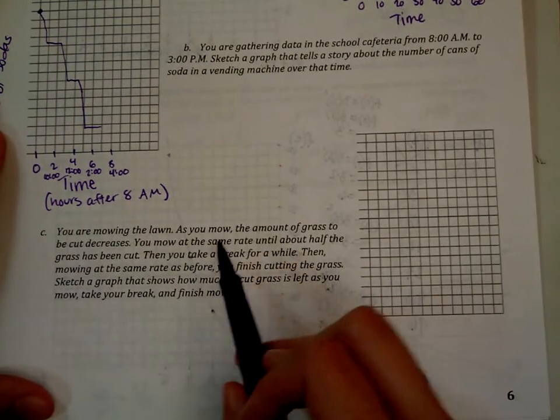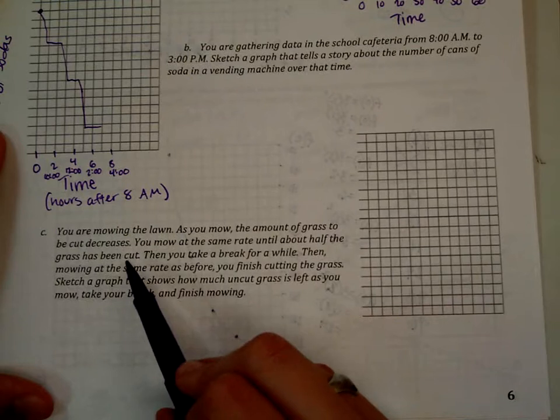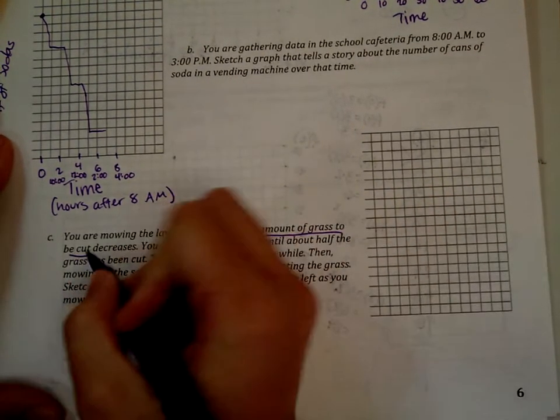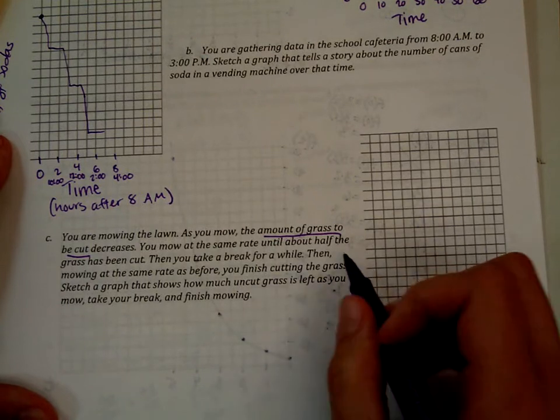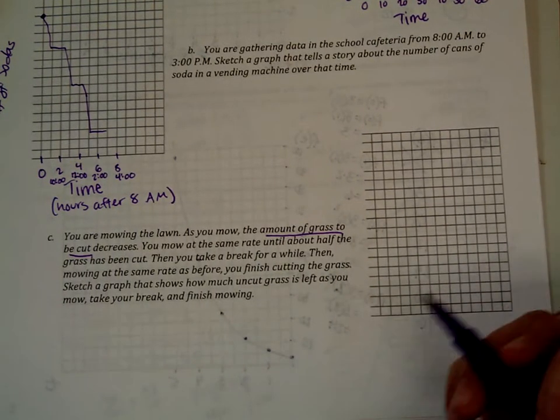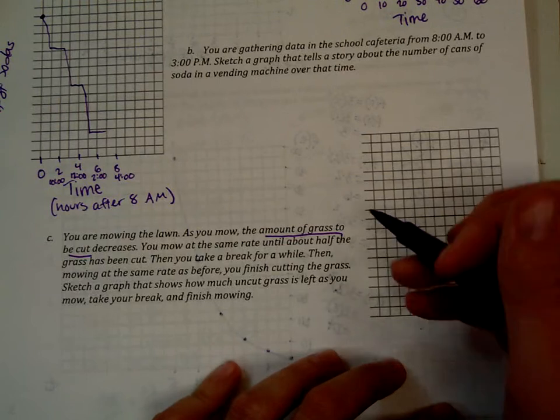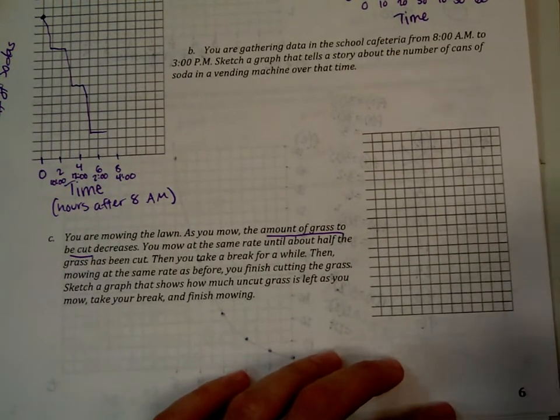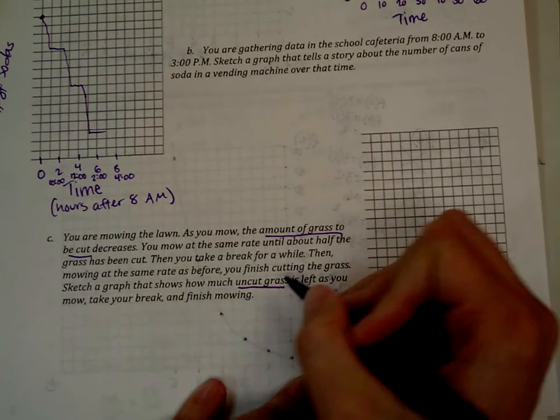You are mowing the lawn. As you mow, the amount of grass to be cut decreases. You mow at the same rate until about half the grass has been cut. Then you take a break for a while. Then, mowing at the same rate as before, you finish cutting the grass. Sketch a graph that shows how much uncut grass is left.